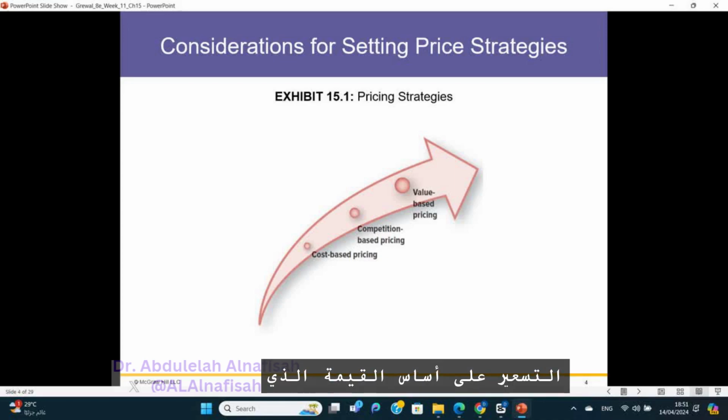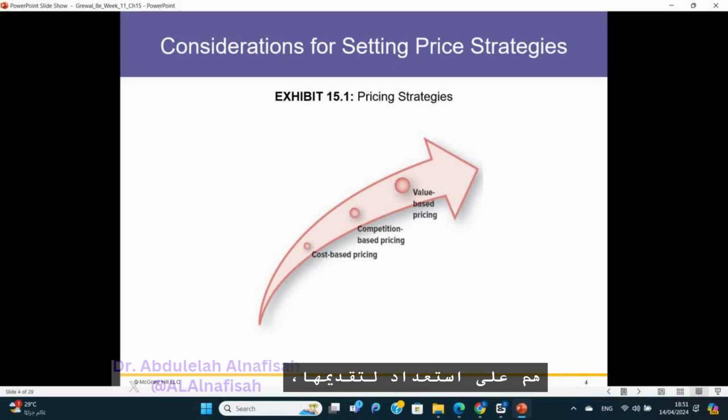3. Value-based pricing. This approach focuses on determining prices based on the perceived value of the product or service to the customer. It involves assessing the benefits consumers expect to receive from the product and the sacrifices they are willing to make, such as price, time, effort, to acquire it.